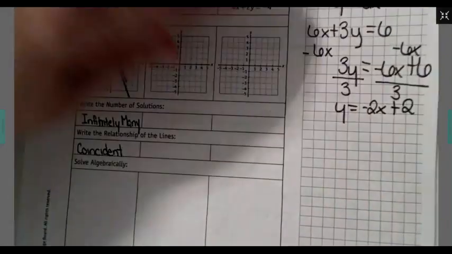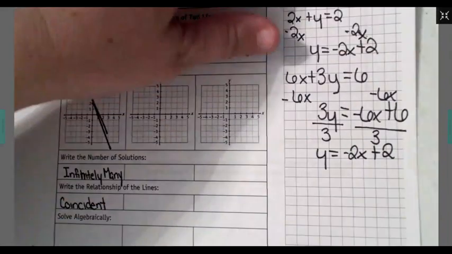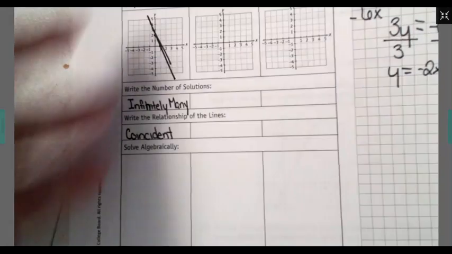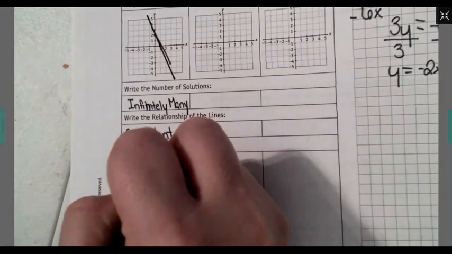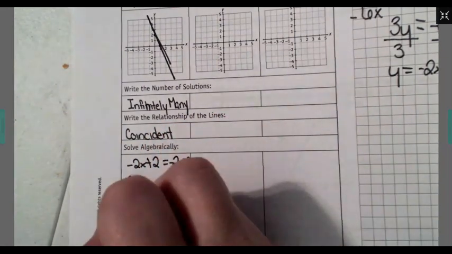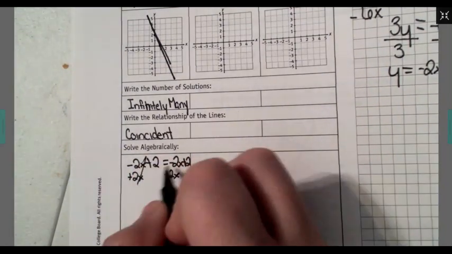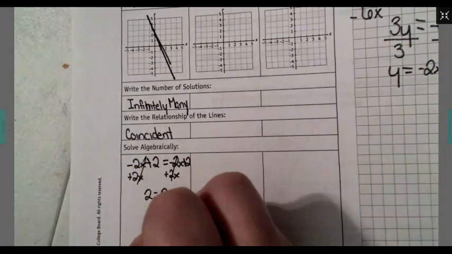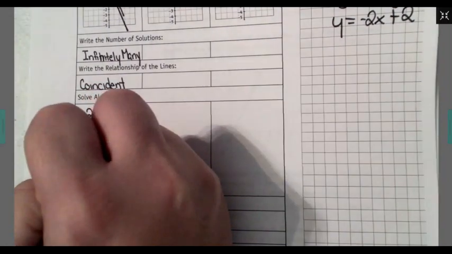So now that I have both of these equations set equal to y, I can set them equal to each other. So I'm going to say negative 2x plus 2 equal to negative 2x plus 2. Add 2x to both sides. We have 2 equals 2. My x is canceled out on both sides, and this is a true statement.